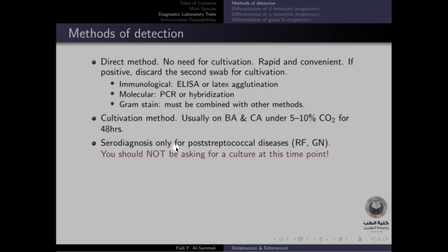It is usually positive in these post-streptococcal diseases. And because this depends on the presence of antibodies, it is usually not done before 1 week to 4 weeks after having the infection.